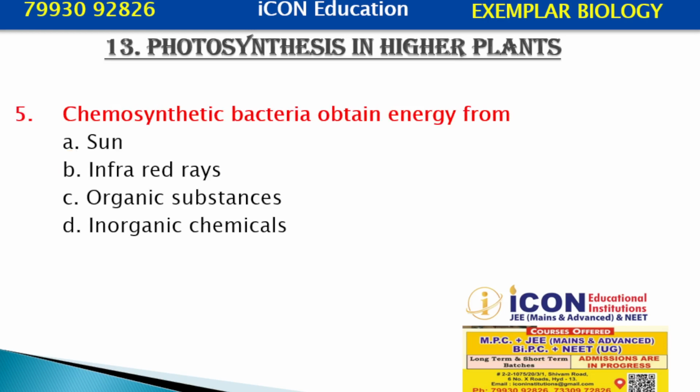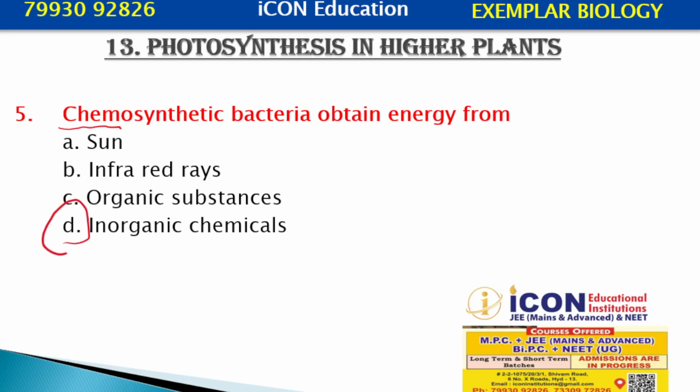Question number 5. Chemosynthetic bacteria obtain energy from? Chemosynthetic bacteria also come under autotrophic bacteria. The only difference between the photoautotrophic and chemoautotrophic is where they obtain energy from. The photoautotrophic bacteria obtain energy from sunlight and the chemosynthetic bacteria obtain energy from inorganic substances. The correct answer is option D, inorganic chemicals.